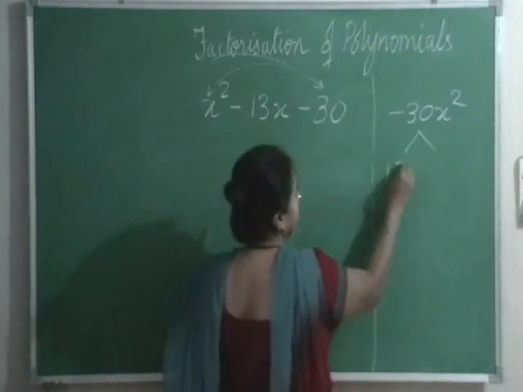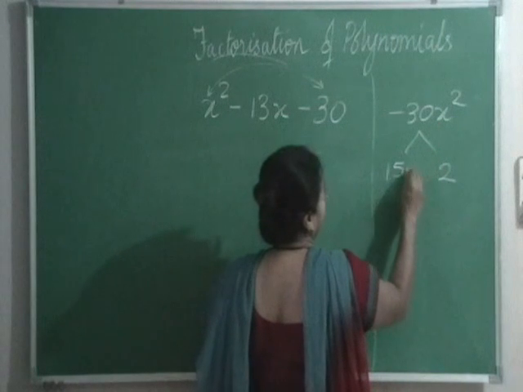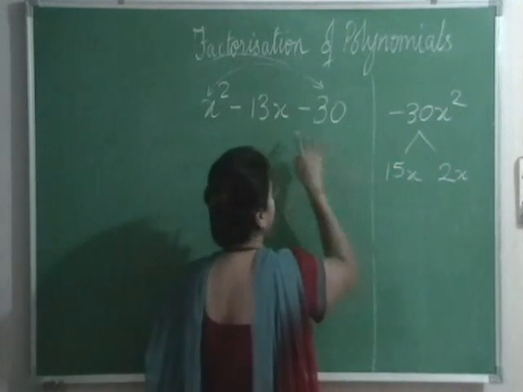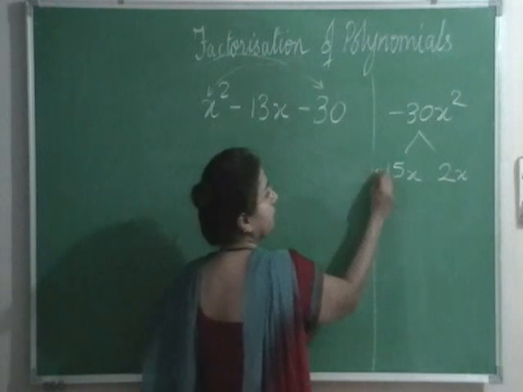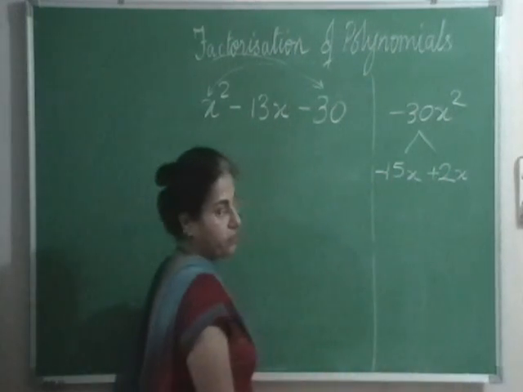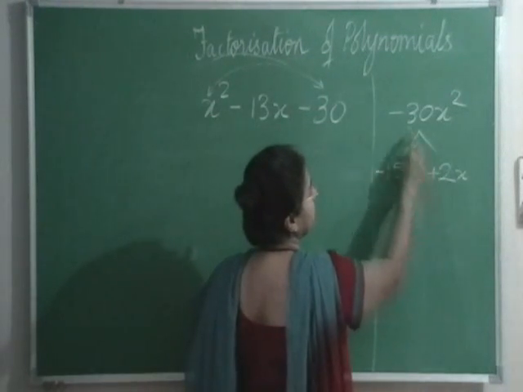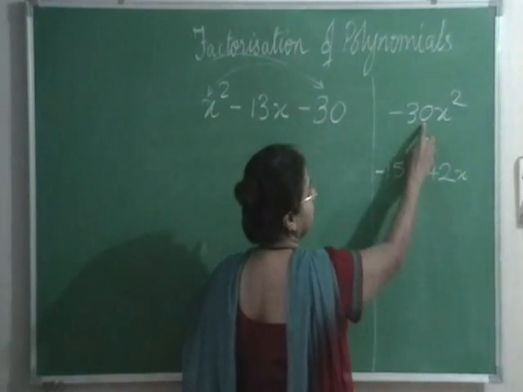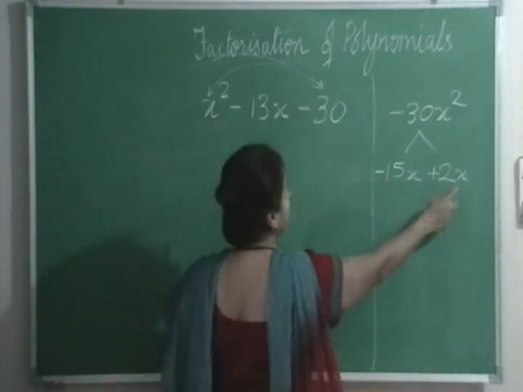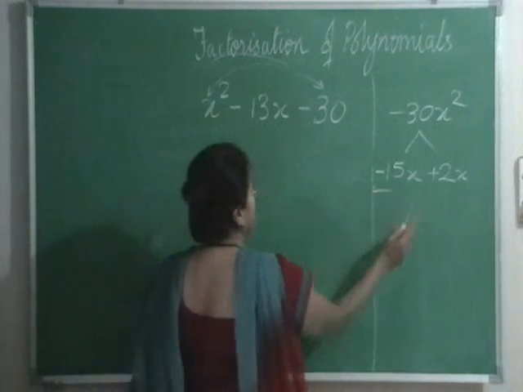So my factors I have selected as 15 2s are 30 and x into x is x square. But I want minus sign over here. The middle sign goes to the bigger number and the opposite sign to the other one. So check whether our answer is correct. Minus into plus is minus, 15 2s are 30, x into x is x square, and minus 15x plus 2x gives you minus 13x. So your factors are perfect.